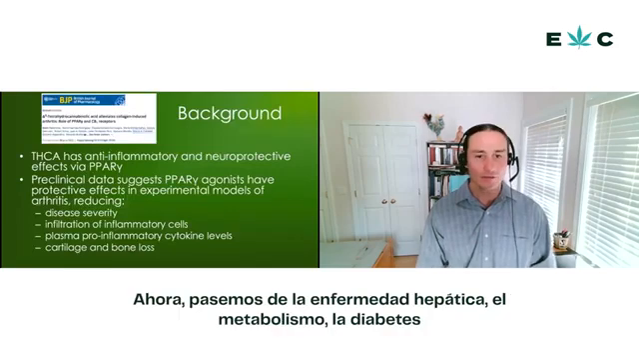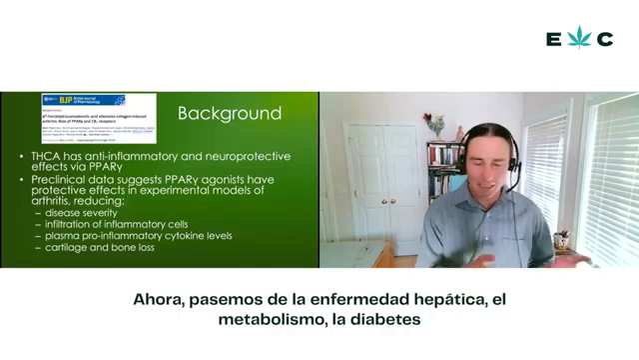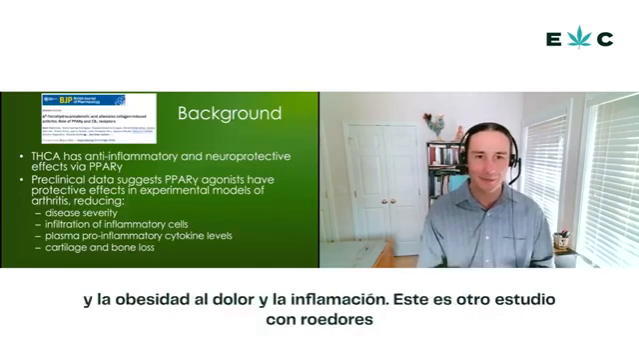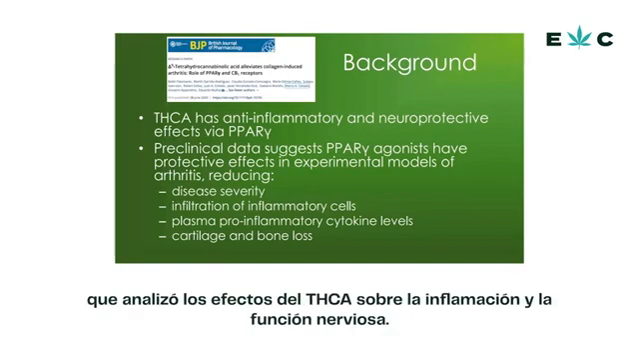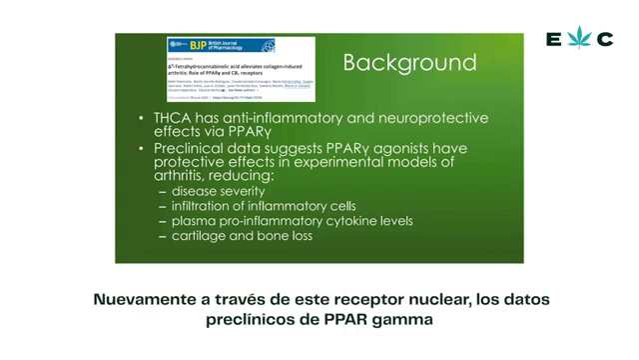Now let's move on from liver disease, metabolism, and diabetes and obesity to pain and inflammation. This is another rodent study that looked at the effects of THCA on inflammation as well as nerve function, again, via this nuclear receptor, PPAR gamma.